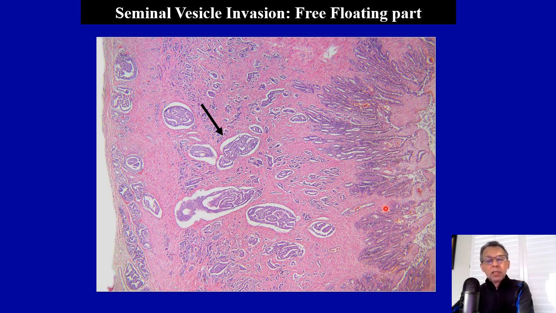So here is a nice example of clearly prostate cancer involving the free-floating portion of the seminal vesicle. Tumor is extensively involving the wall of the seminal vesicle. You can see the epithelium of the seminal vesicle. So this is very straightforward. Nobody would have any problem calling this seminal vesicle invasion.